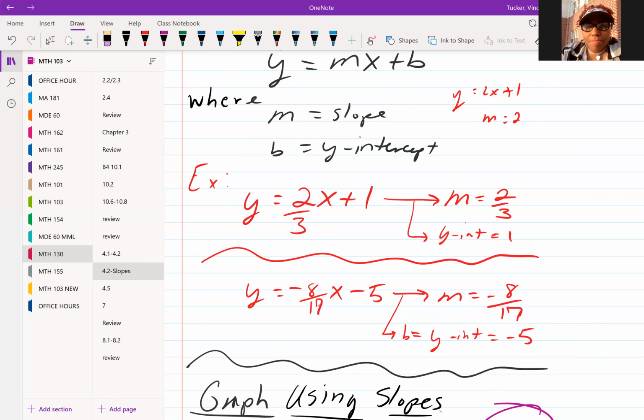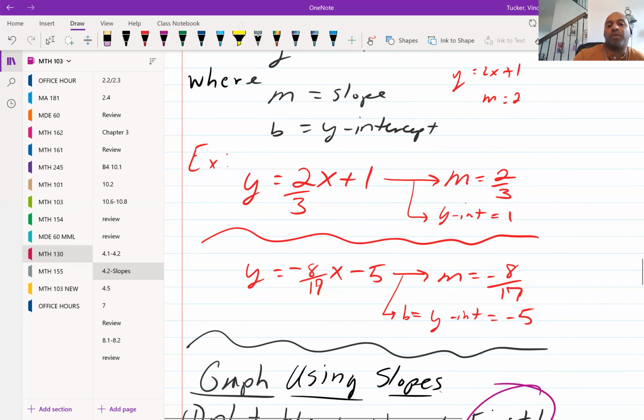The y-intercept is 1. Okay, so 2/3 is the slope. What about the x? We don't know yet. We don't need that. And remember, this is not y, it's your y-intercept. And you'll see what that means in a second. It's a point.